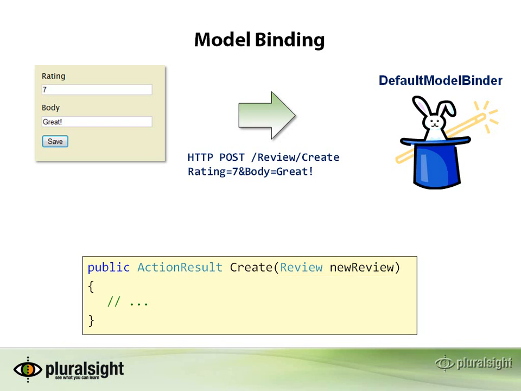The end result is that we can have a review object pop out of the request and into our controller action. There's a few details I'm glossing over at this point, but we'll see some of those details when we get inside the code.